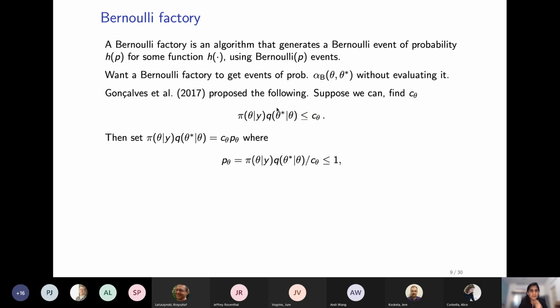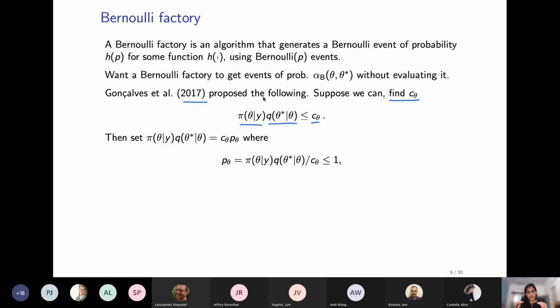So in this paper, the following technique was proposed. If we can find, and this is the if, a C theta such that pi of theta given y times q of theta star given theta is less than or equal to C theta. That's the first thing we need: to be able to upper bound this product. From here on, because I'm going to say this product a few times, I'm just going to call it pi times q.